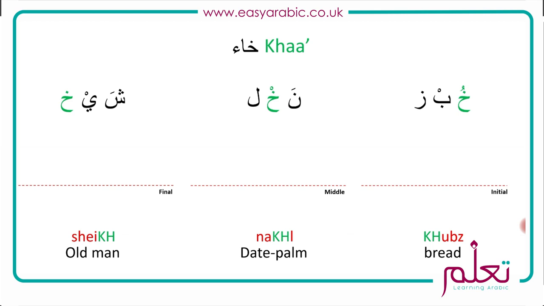Next we have the letter Kha. So the first word is Khubz, which is bread. So the first letter is Kha. We have the Ba. And the Za. That's Khubz. Next we have Nakhl, which is the palm tree, or date palm. So we have Noon. Then we have the Kha. Then we have the Lam. That is Nakhl.